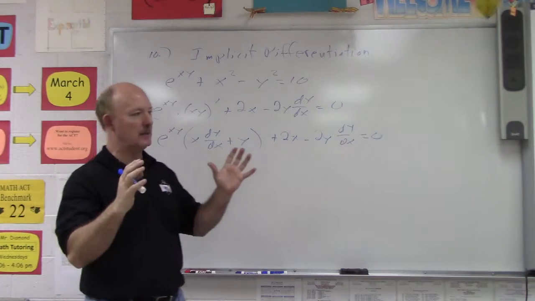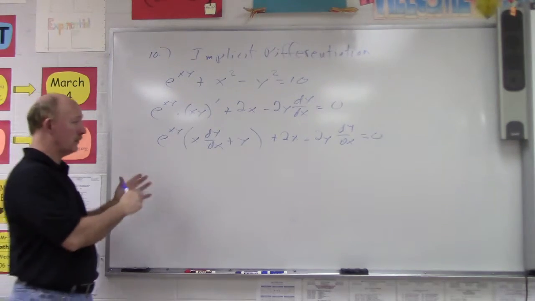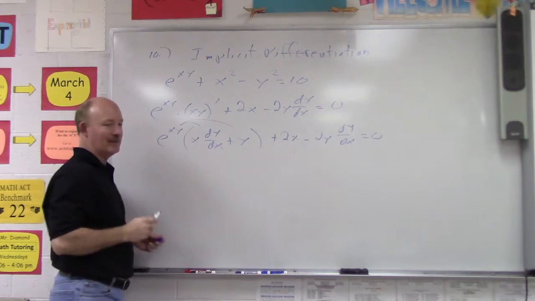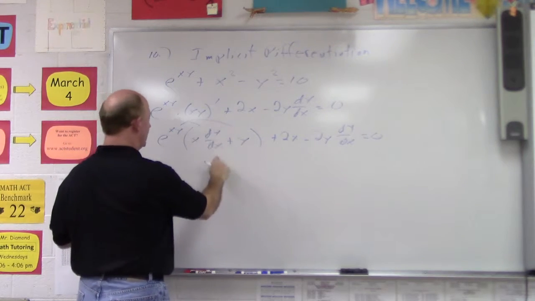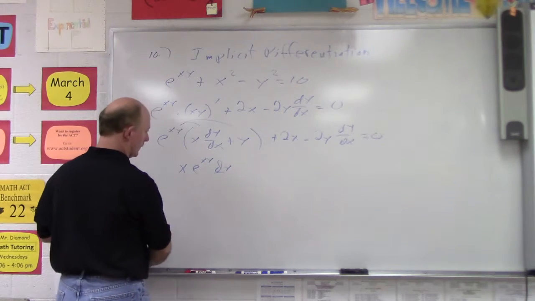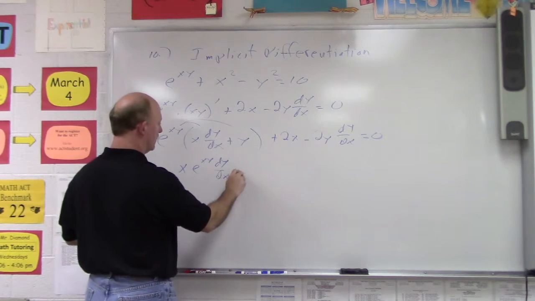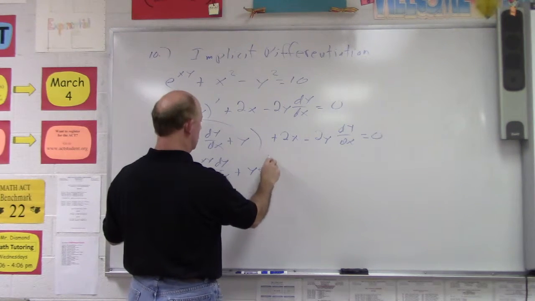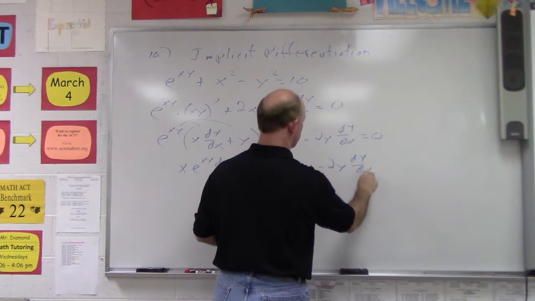Okay, now so we need to get dy dx terms or factors on one side and everything else on the other side. But now first, before you can do any rearranging, we got to get rid of these parentheses. So let's take the e to the xy, and we have to distribute that now inside our parentheses. So e to the xy times x dy dx gives us x e to the xy dy over dx. So multiply to the dy dx term there. So dy over dx plus, and multiply to the y gives us y e to the xy plus 2x minus 2y dy over dx equals 0.